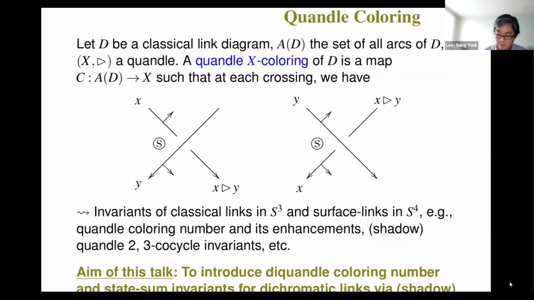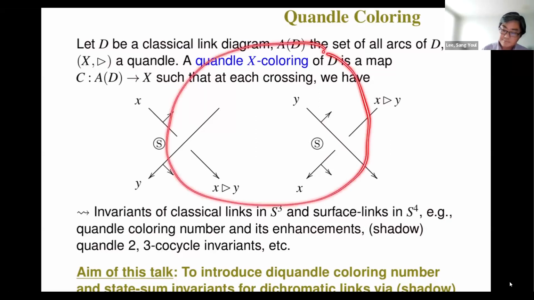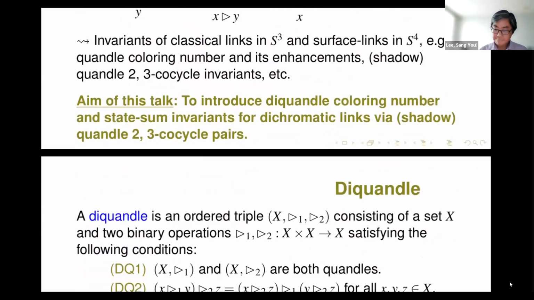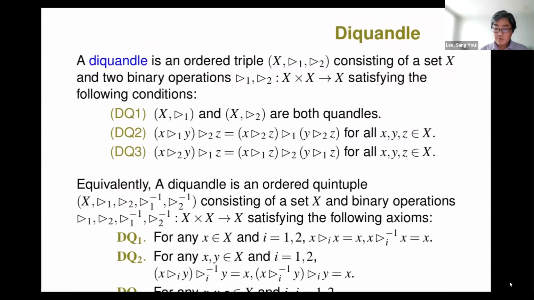So the aim of this talk is to introduce diquandle coloring numbers and the state sum invariant for dichromatic links by using quandle 2- and 3-cocycle pairs, following the method of the classical link case. So actually we want to generalize this kind of quandle cocycle invariant to dichromatic links. So we need a definition of a diquandle.